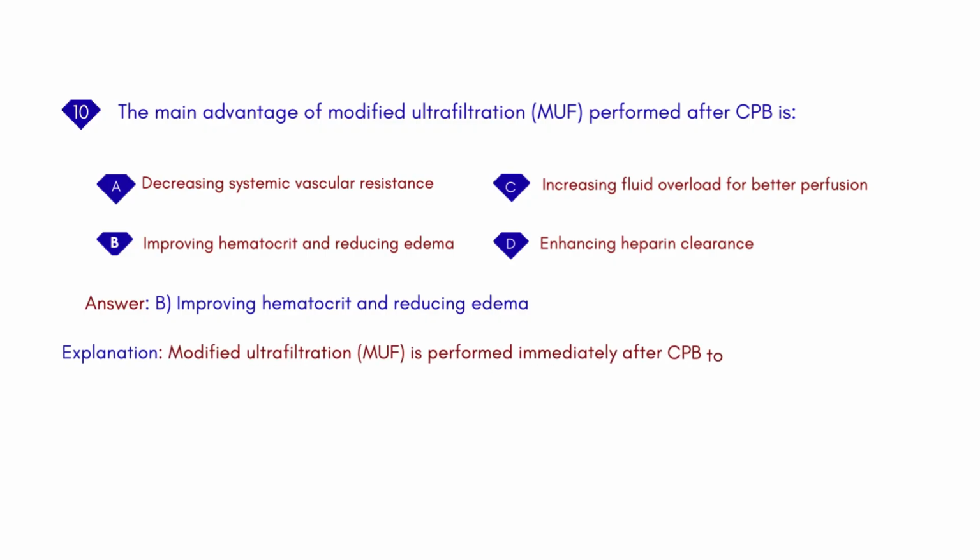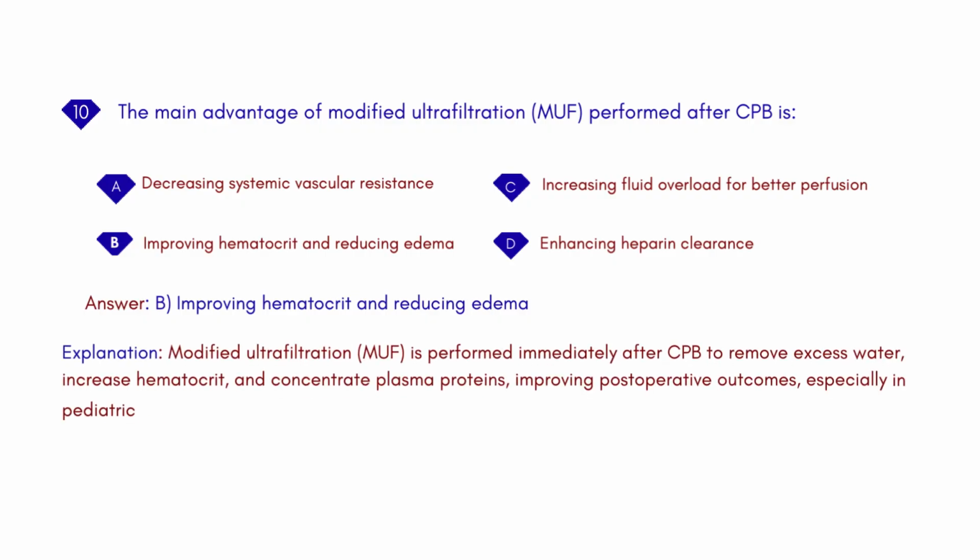Explanation: modified ultrafiltration, MUF, is performed immediately after CPB to remove excess water, increase hematocrit, and concentrate plasma proteins, improving postoperative outcomes, especially in pediatric and adult cardiac surgery.